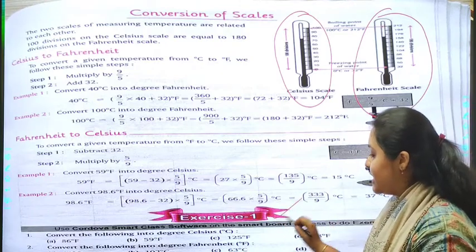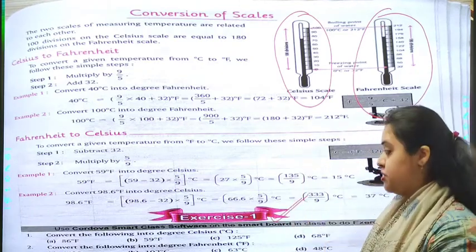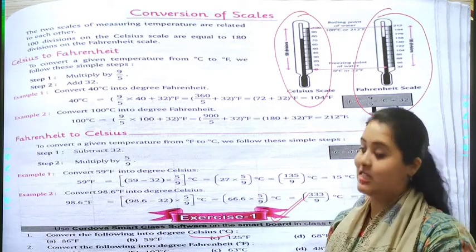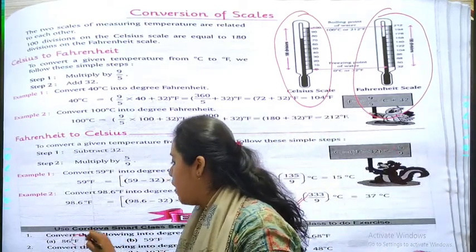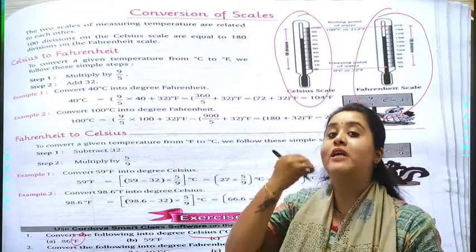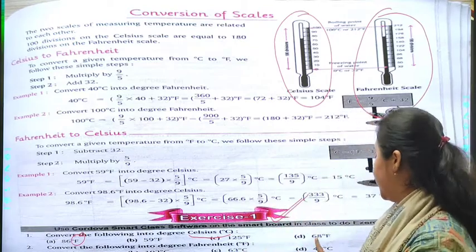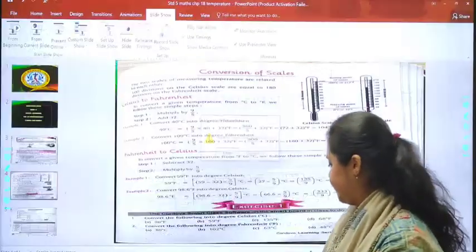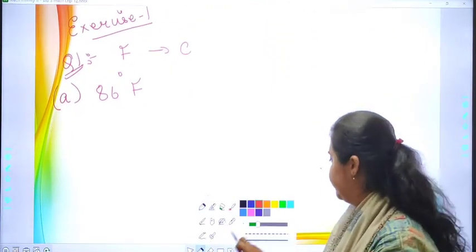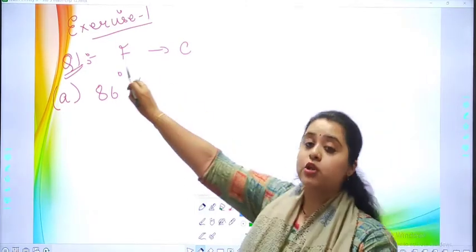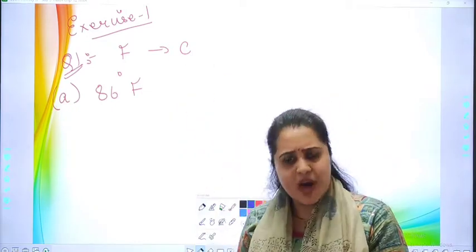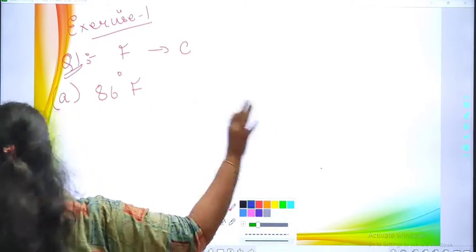So let's start with exercise number 1. Your first question is, convert the following into degrees Celsius. In the question, we have F. We are supposed to convert it into Celsius. So students, in question number 1, we are supposed to convert Fahrenheit into Celsius. What you have to do? One simple basic thing.